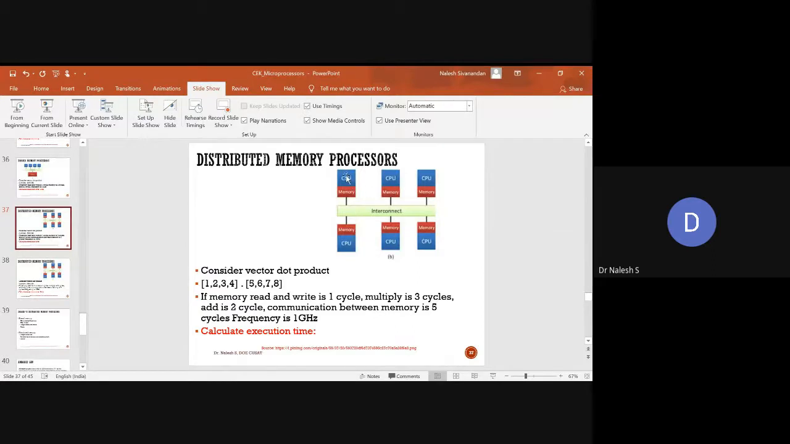So you read the data. So assume that the data are there in the memory. So 1 and 5 are in this memory, 2 and 6 is in this memory. So the read will take 1 cycle. So 2 cycles to read 1 data, 3 to multiply. So 6 cycles for multiplication. Then communicating 3 data will take another 15. Okay, and then finally the operation. So distributed memory, because of this communication overhead, can be slower.